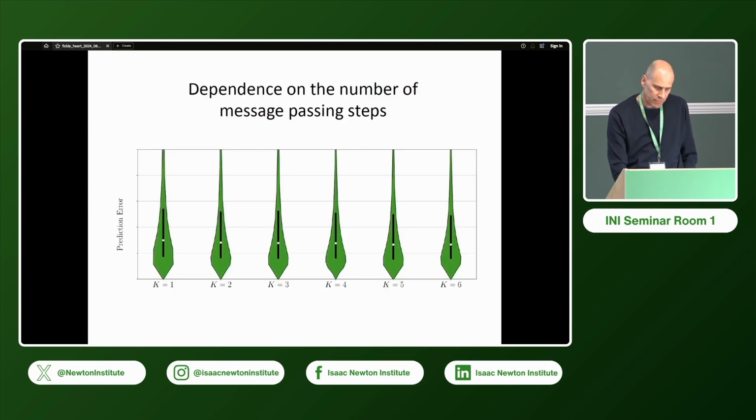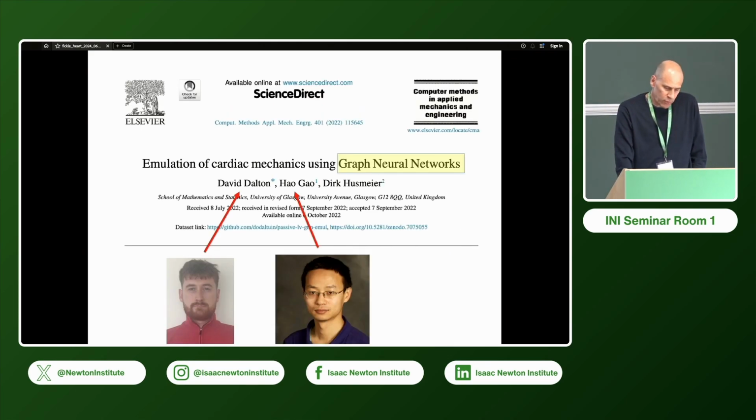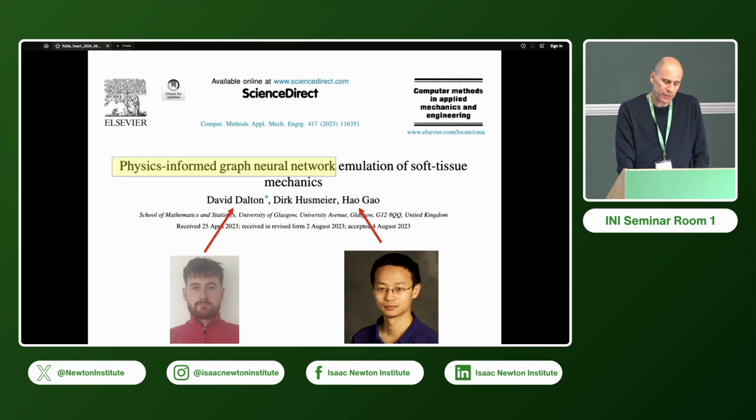And then we found that first the number of message passing steps is not so critical as a consequence of the shortcut connection. And also the embedding dimension isn't so critical as long as the embedding space dimension is sufficiently large. So for the graph neural network, we can use an extra trick by making it physics informed.